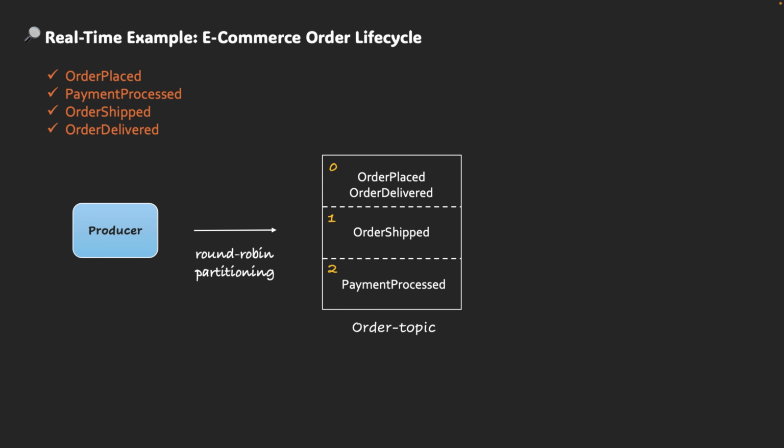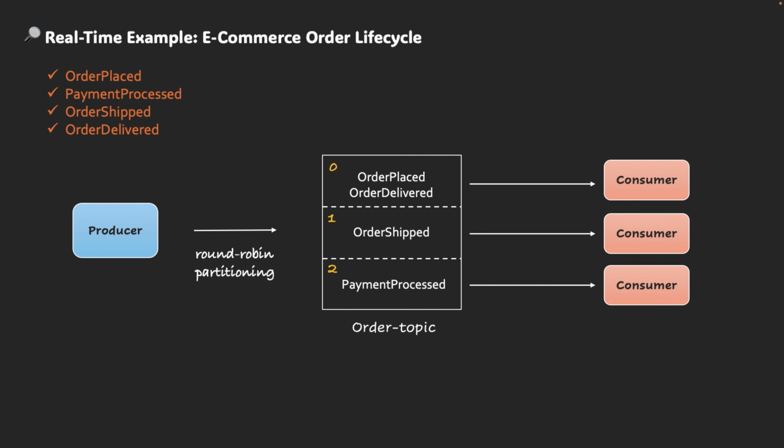Okay, now we have a consumer who can consume these events from the topic. But since we have three partitions, let's have three consumer instances where consumer 1 can read partition 0, consumer 2 can read partition 1, and consumer 3 can read partition 2. This is the default behavior of Kafka, having a one-to-one mapping between partition and consumer, right?